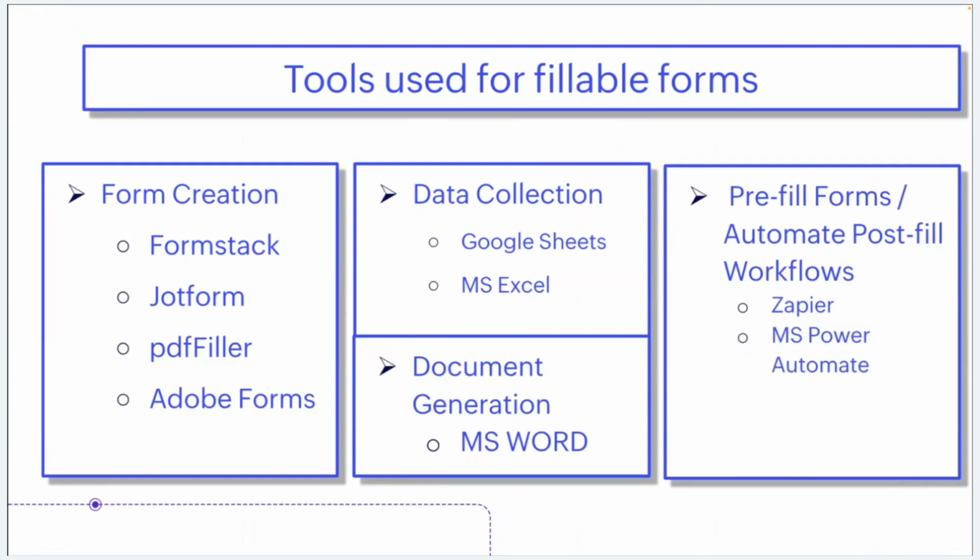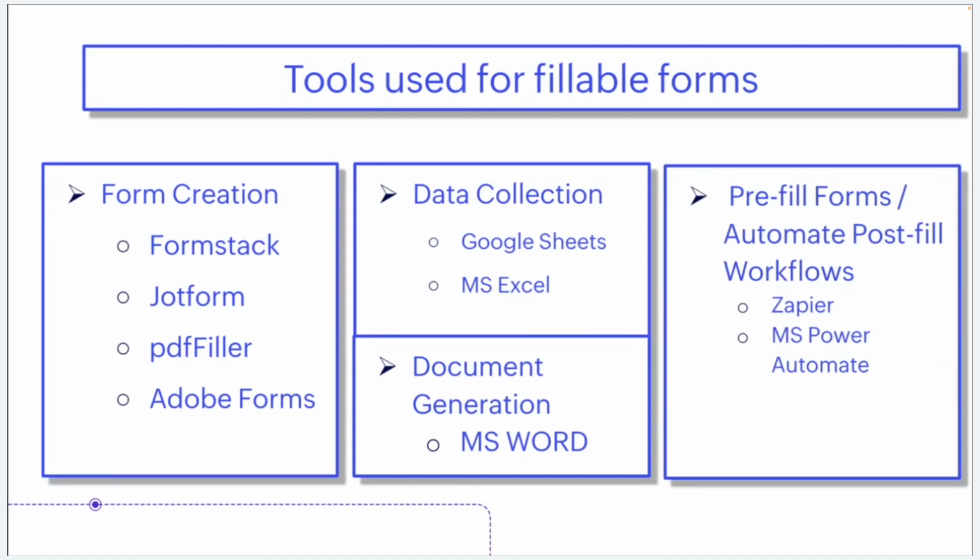And similarly, if you want to collect some data, you might be using Google Sheets or MS Excel. And in order to generate the document using the data, you would be required to use MS Word. And not only that, if you would like to pre-fill certain data, or make sure that the document is saved somewhere or sent via email, that is post automation, in order to create these workflows, you would have to use Zapier or MS Power Automate.